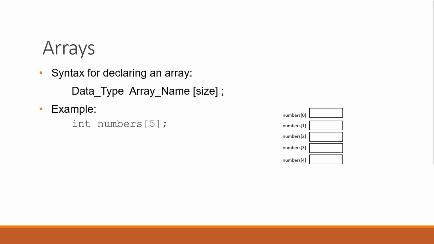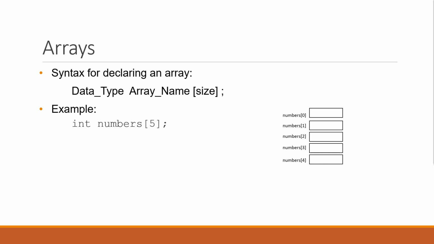Putting it all together, let's consider this example: int numbers[5]. This declares an array named numbers that can hold 5 elements, and each element will be of type int. So, numbers is an array capable of storing 5 integer values.